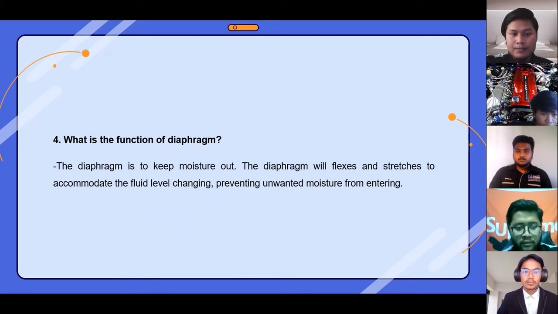Last question. Number 4. What is the function of the diaphragm? The diaphragm is to keep moisture out. The diaphragm will flex and stretch to accommodate the fluid level changes, preventing unwanted moisture from entering. That's all.